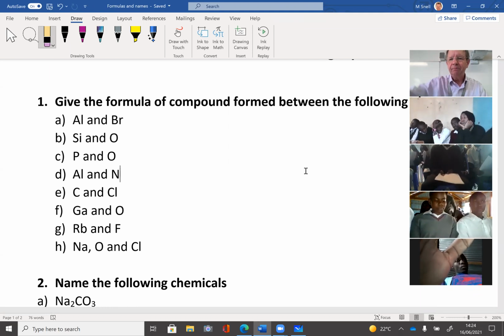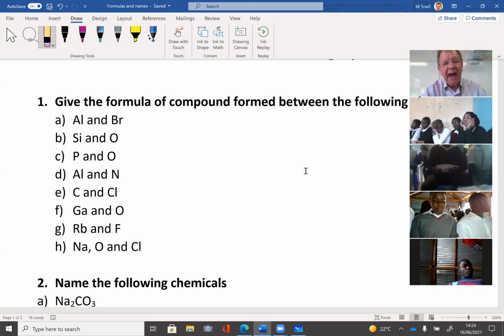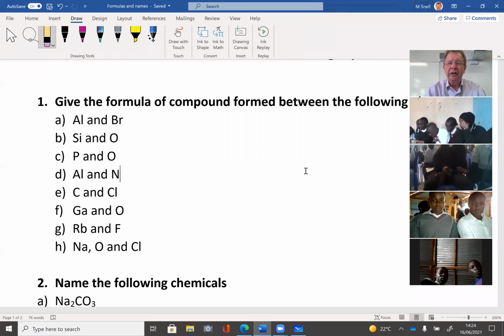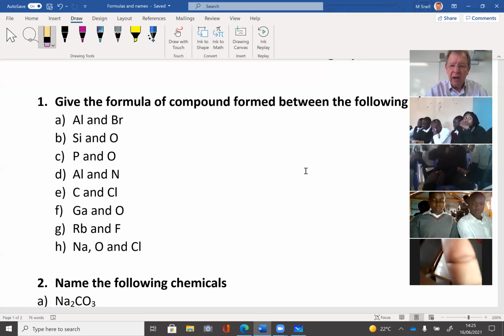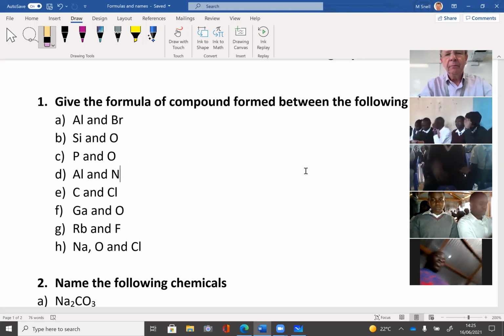Okay, everybody. So what we're going to do is I'm going to show you how I would work out these formulas, and then I'm going to ask you to have a go, because I need to make sure that you can do this skill, okay? It's really straightforward, but I need to make sure that you can do it, okay? So I'm going to do it on the board. I'm going to show you how I do it. So here we go.